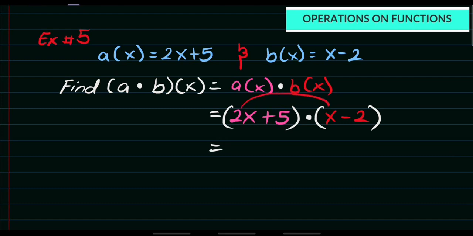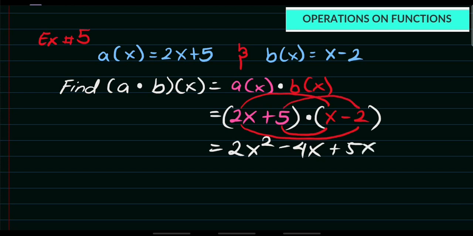Right? So, please consider the sign para hindi tayo malito, okay? At para hindi rin tayo magkaroon ng error. 2x times x, that is equals to 2x squared. That is the first, or F. Next, outside, 2x times negative 2, that is equals to negative 4x. Followed by inside, okay, 5 times x, that is equals to 5x. And then last, we have 5 times negative 2, that is equals to negative 10.